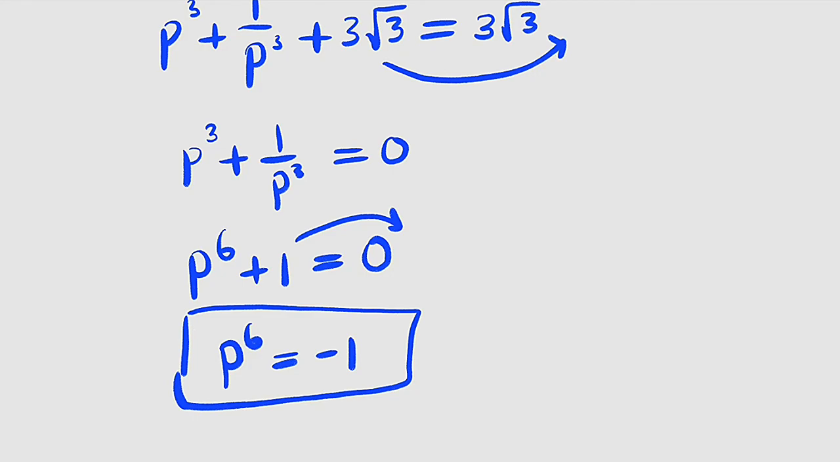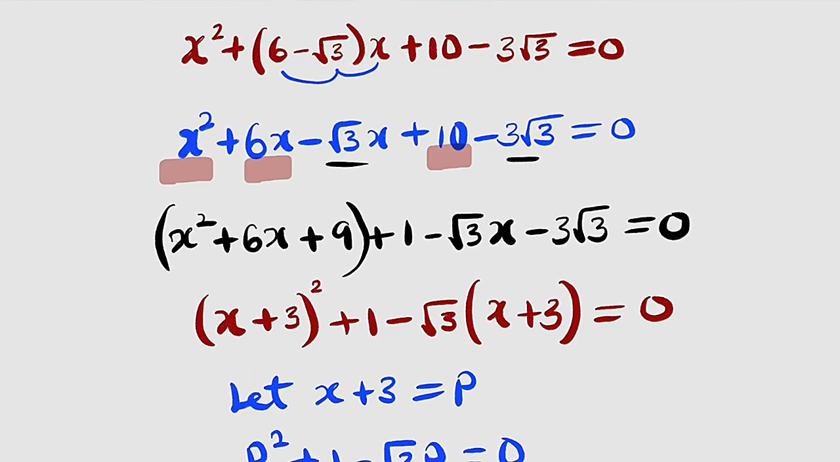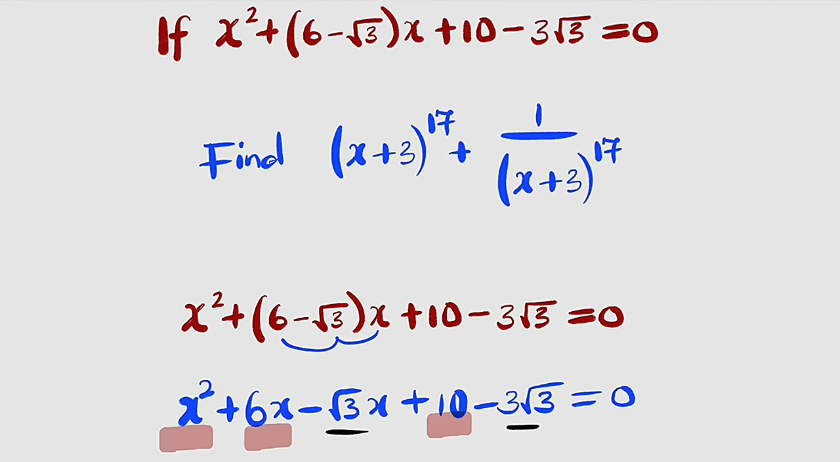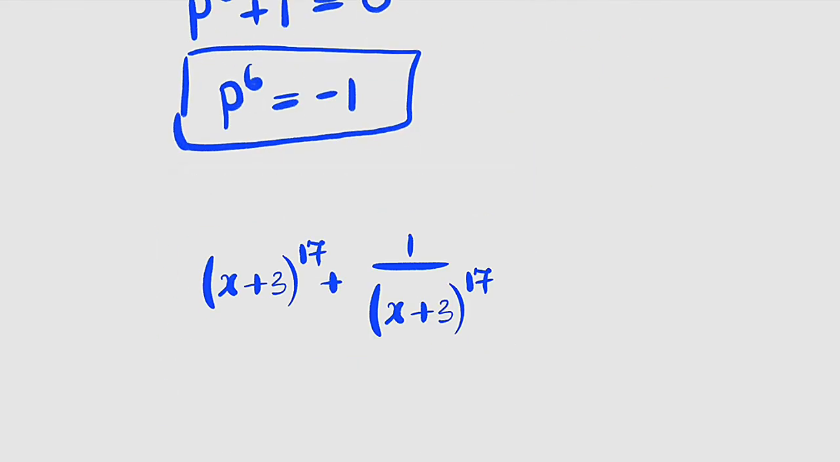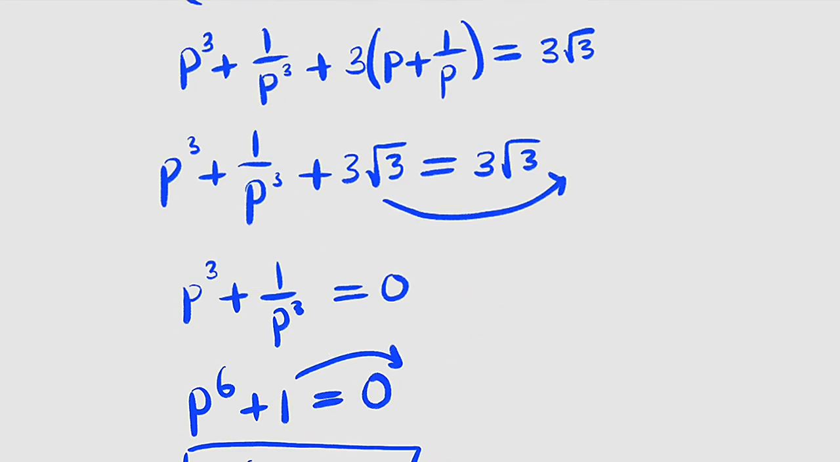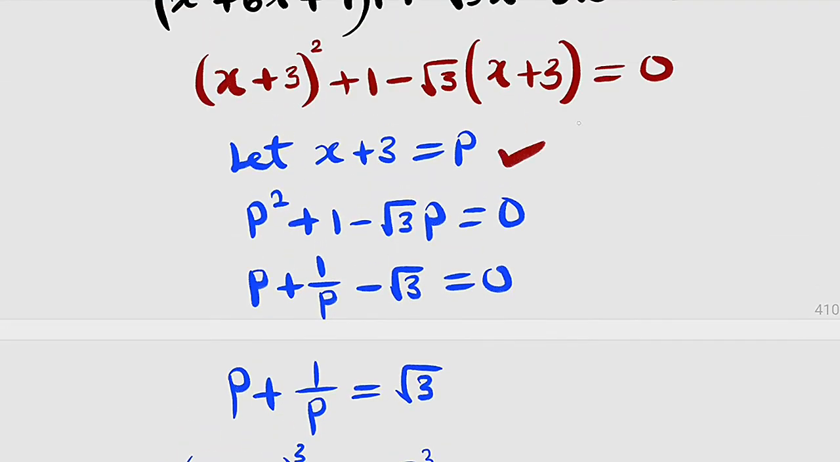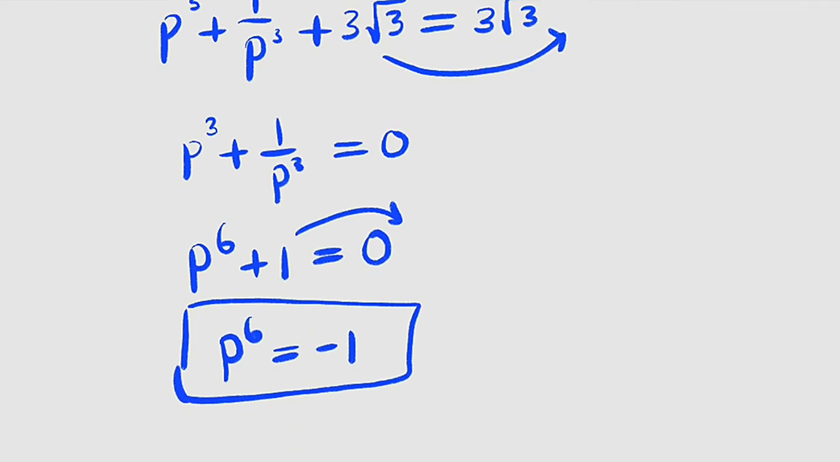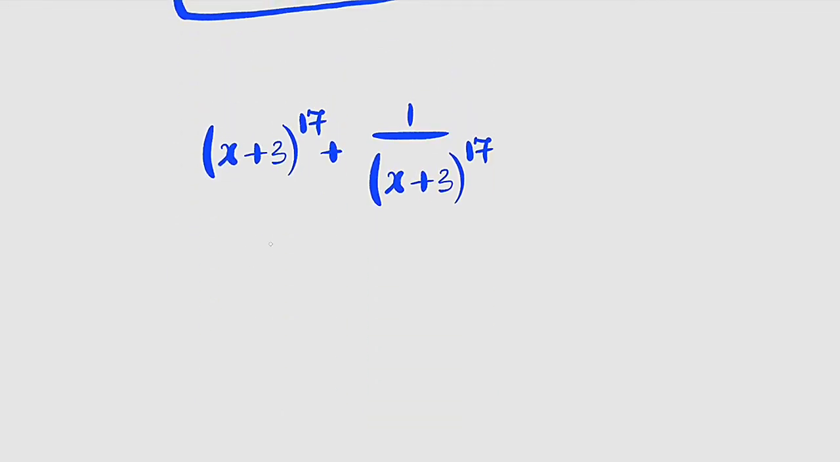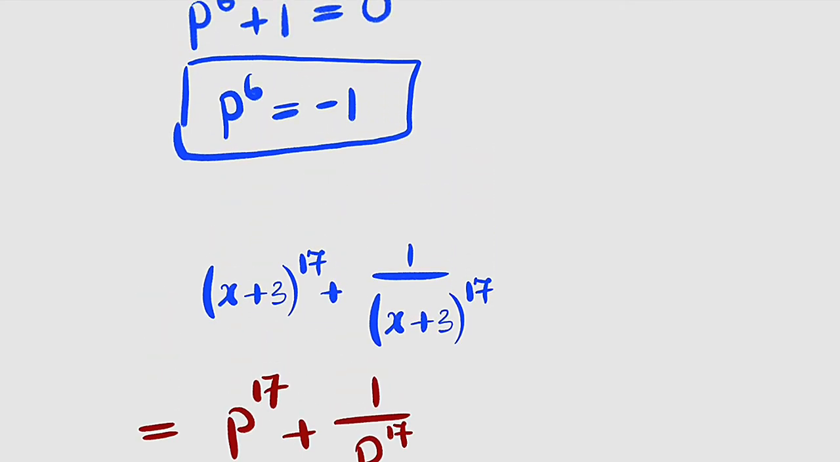Now, what about the expression we want to evaluate? Which is this one. Let me just copy that. This is the expression we wish to evaluate, but remember, I have let X plus 3 be equal to P, right from here. Look at it here. I have let X plus 3 be equal to P. Therefore, what do we have here? We have this to be equal to P to the power of 17, right? Plus 1 divided by P to the power of 17. But we have seen that P to the power of 6 is equal to negative 1.